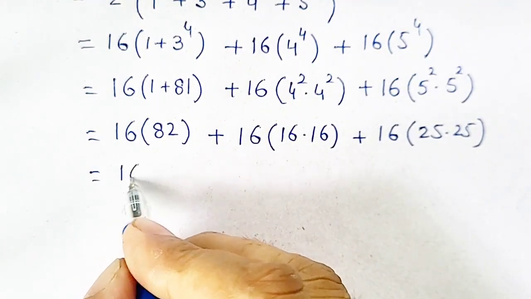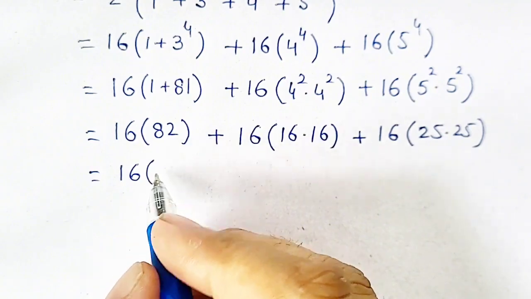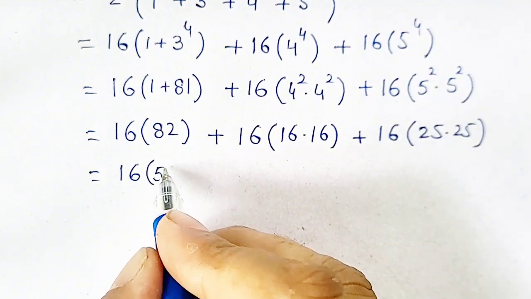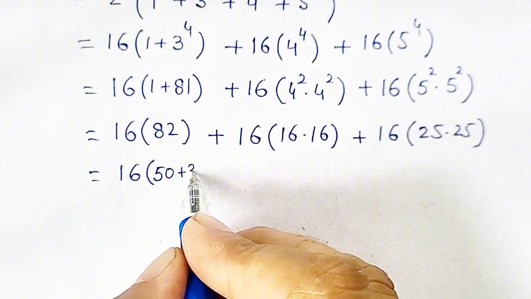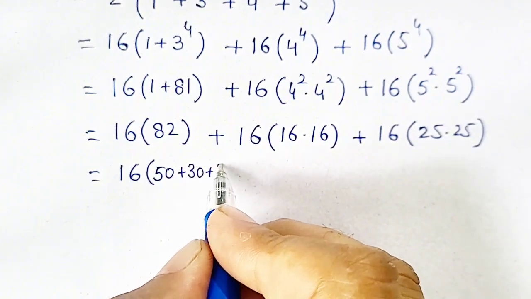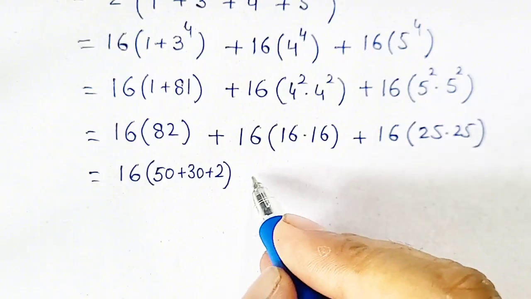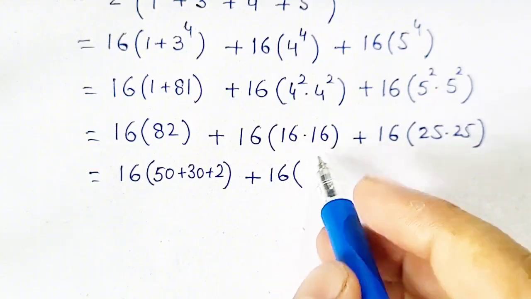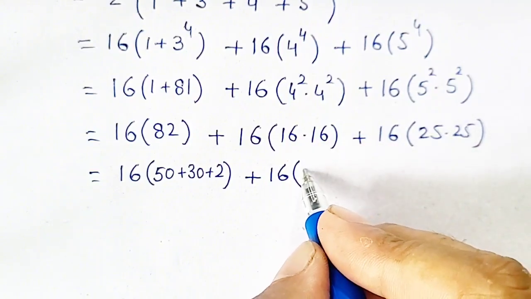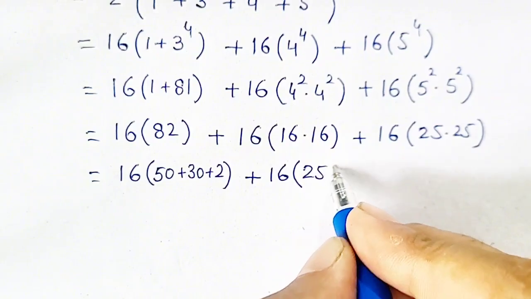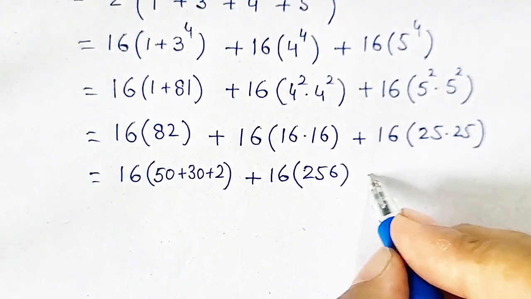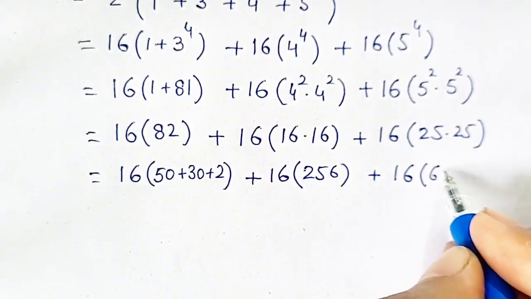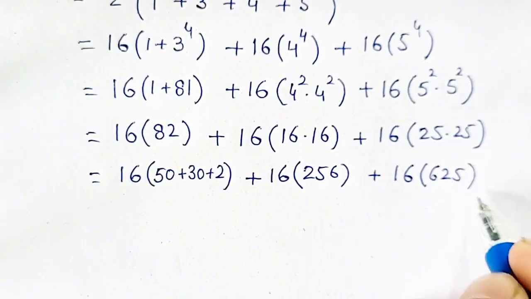It's 16 times (82 plus 16 times 16 plus 25 times 25), and we can write 25 times 25 as 625 and 16 times 16, which is 16 squared, as 256. So 82 plus 256 plus 625.